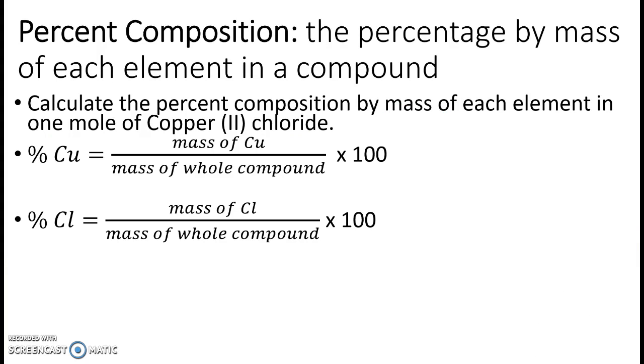We'll look at another example. This time we have the compound copper 2 chloride. So we have to think back to our bonding unit to figure out, first of all, what that formula is. Copper 2 means that copper in this compound has a charge of +2. And then chlorine is Cl with a -1 charge. So crisscross those charges, and we get the compound CuCl2.